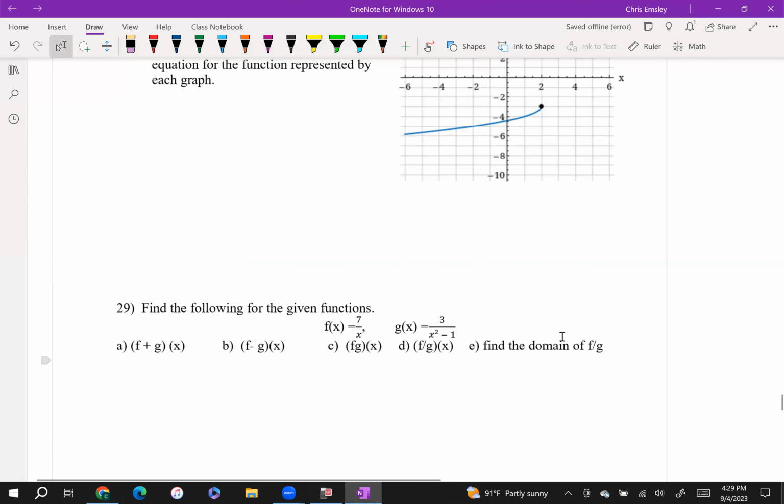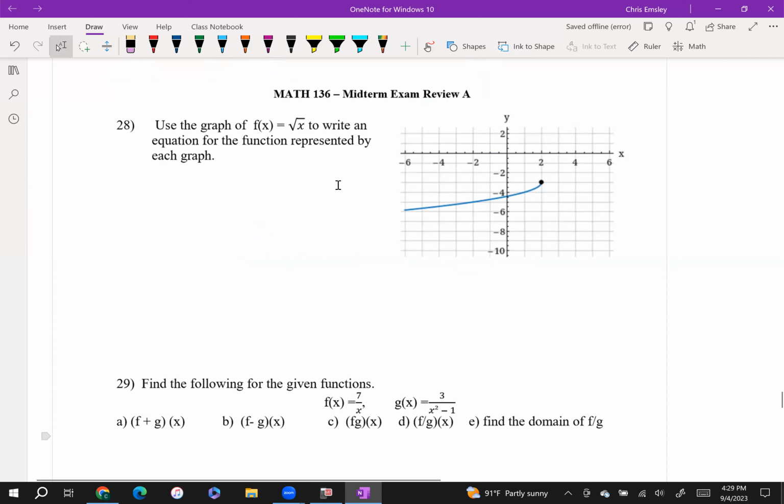Another transformation problem, we want to use the graph of f of x equals the square root of x to write an equation for this function represented by the graph. So they're telling us this is a square root function. Do you guys remember what the square root function looks like before you transform it? It has the points 0, 0 and 1, 1.